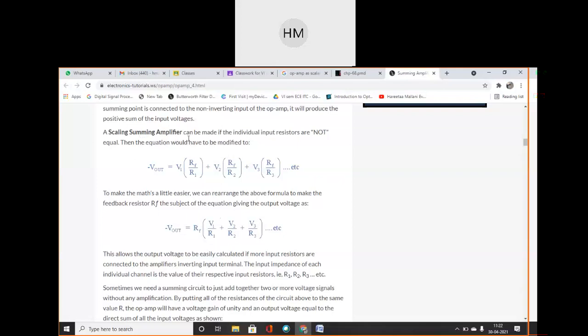A scaling summing amplifier can be made if the individual input resistors are not equal. Then the equation would be this, because we are scaling by 2 times, 3 times. So this ratio should not be equal, which I have mentioned in the chat box right now. So this ratio can vary. Okay, that is my scalar amplifier. Clear, student?